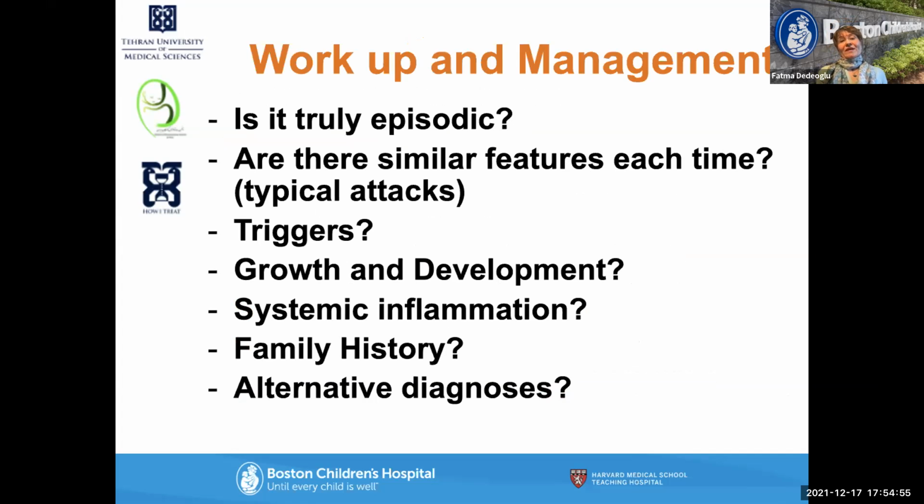So with this kind of patient, what I ask is, is it truly episodic? Are there similar features each time, stereotypical attacks, which is very important? Are there triggers? We definitely follow growth and development. You always think about other possibilities in these patients, such as chronic inflammation. We check for systemic inflammation during attacks or in between. Family history is very helpful, and then always think about alternative diagnoses.